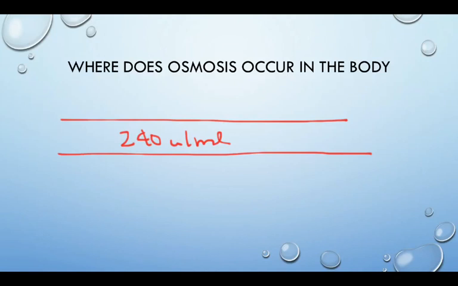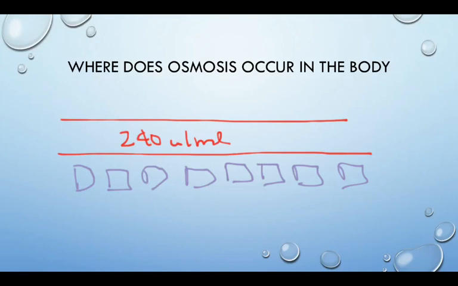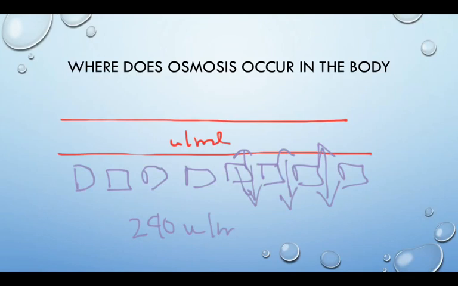Okay. Well, outside here, this is supposed to be 240 units per mil too. That's homeostasis. Fluid moves in and out of this. Fluid moves in and out of the cells in the interstitial area. It moves in an effort to maintain homeostasis. All right. So out here, we have 240 units per mil too.